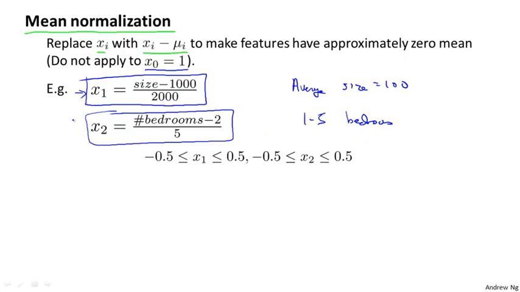In both of these cases, you wind up with features x1 and x2 that can take on values roughly between -0.5 and +0.5. It's actually not quite true. x2 can actually be slightly larger than 0.5, but close enough.